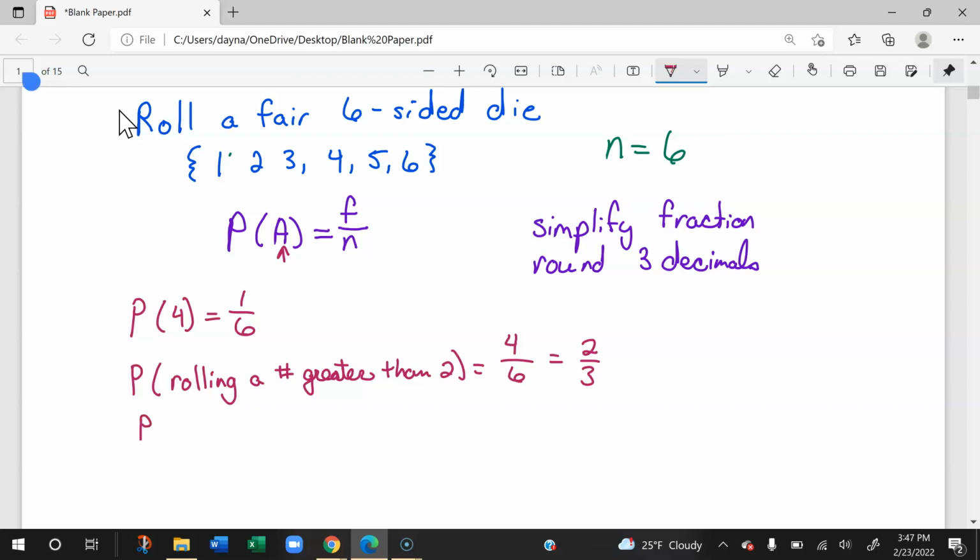Now, if I say the probability of rolling a 9, don't change it, okay? I actually want the probability of rolling a 9. Well, in this case, what's the probability of rolling a 9? If I look up here, do I have a 9 in this sample space? No, I don't. So if I do not have any, how many times does 9 occur? 0. And I have 6 in my sample space. Well, 0 divided by any number is 0.